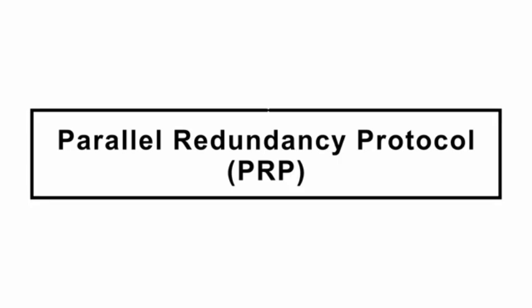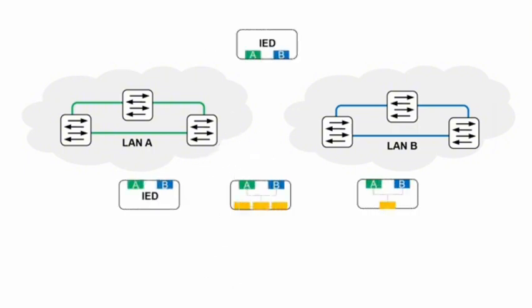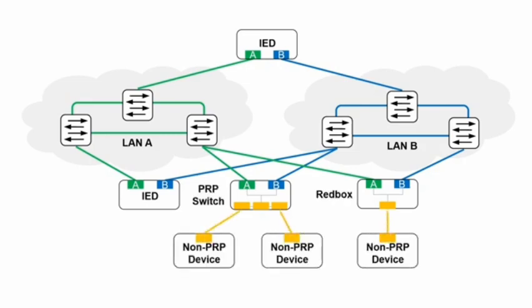PRP stands for Parallel Redundancy Protocol. As the name suggests, reliability of communication is based on the use of two parallel networks, called LAN A and LAN B. Each PRP device has port A and B, which are connected to corresponding LANs. If a device does not support PRP natively, it should be connected to the PRP network using a RedBox.